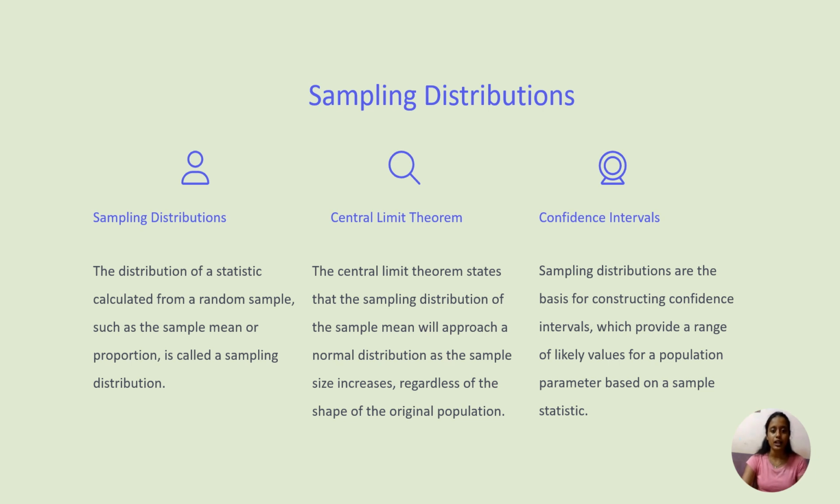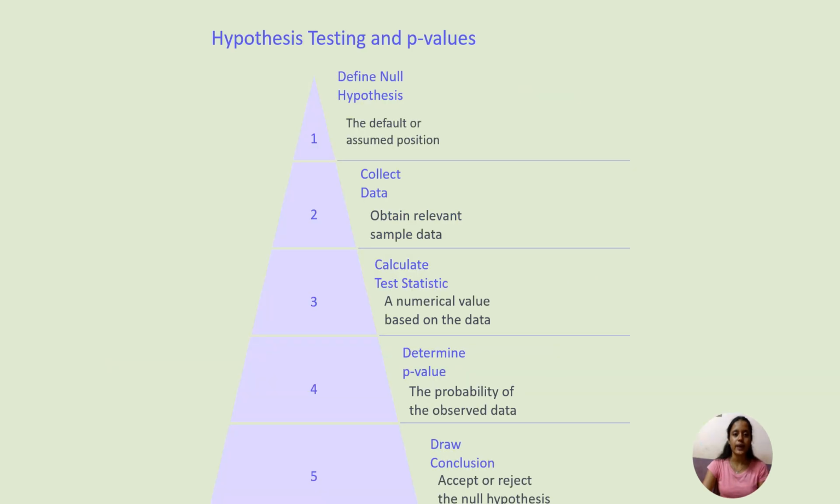Some of the practical applications are the confidence interval. Sampling distributions are used to construct confidence intervals. And then there is hypothesis testing. In hypothesis testing, the sampling distribution will help to determine the probability of obtaining sample statistics. And then it is used in quality control for assessing the variability of measurements and to make decisions about any process.